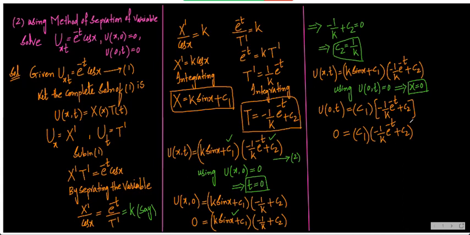I can say that this term is not 0. If this term is 0, your C2 will become 0. C2 is not 0 now. This implies that C1 is 0. After getting C1 and C2 values, finally we have to substitute C1 and C2 here in this equation number 1.